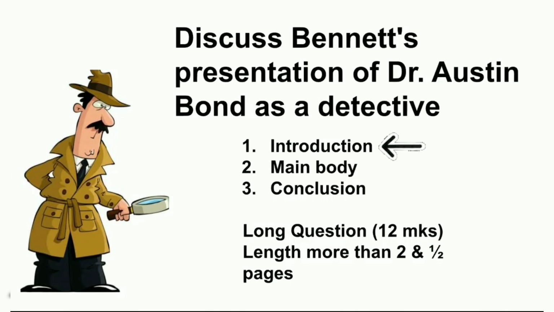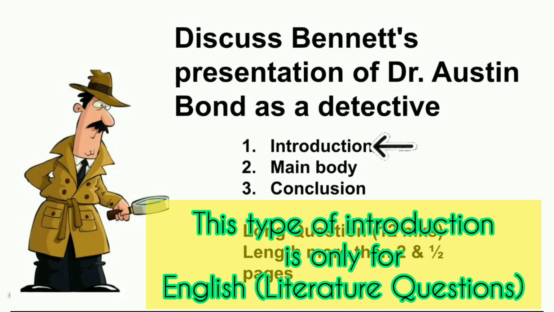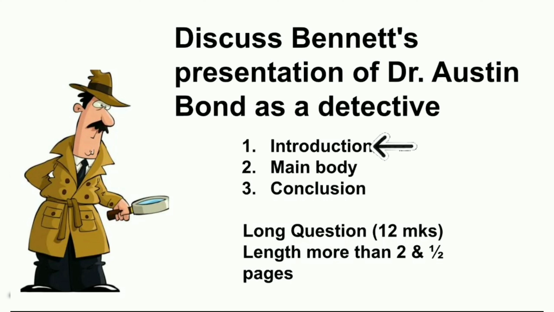So whenever you answer a long question, you have to start with the following line. The above question is taken from the novel Murder, written by Arnold Bennett, and then you have to write 2 lines about the author, that is, Arnold Bennett was so and so, he wrote so and so books. Then you write 2 lines about the main plot of the story. What is the story about? This is the introduction para.